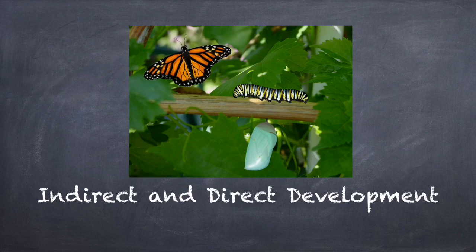For the difference between indirect and direct development, direct development is a type of development in which an embryo develops into a mature individual without involving a larval stage, while indirect development is a type of development that involves a sexually immature larval stage, having different food requirements than adults.